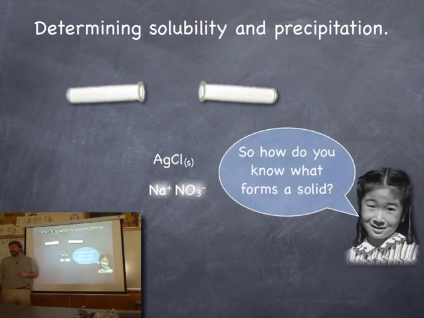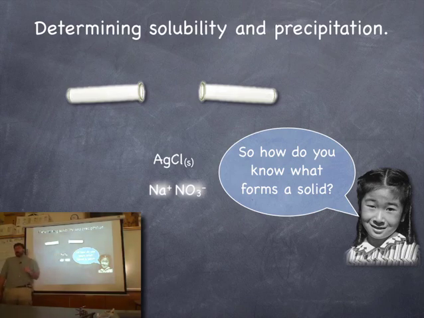The question we have to ask ourselves, the question that we need to be able to answer is, how do we know what forms a solid? How do we know whether something will be soluble? Sodium nitrate is soluble in water. Silver nitrate was soluble in water. Sodium chloride was soluble in water. They would all dissolve. They'd separate into individual ions. We call them strong electrolytes. They are substances that completely dissociate when we dissolve them in water and produce a lot of ions.